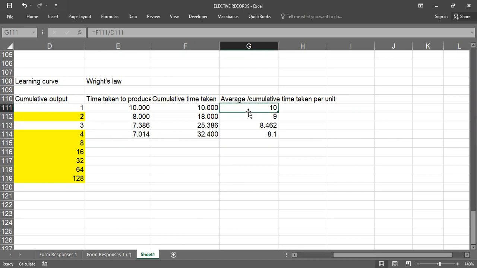So from our law, we are saying that our average time, or cumulative time taken per unit, is actually falling. When you see 10, it's falling to 9, then from 9 to 8.4, from 8.4 to 8.1. So at what rate? The rate is given by, not the question, but the law. If I just take it to the law.